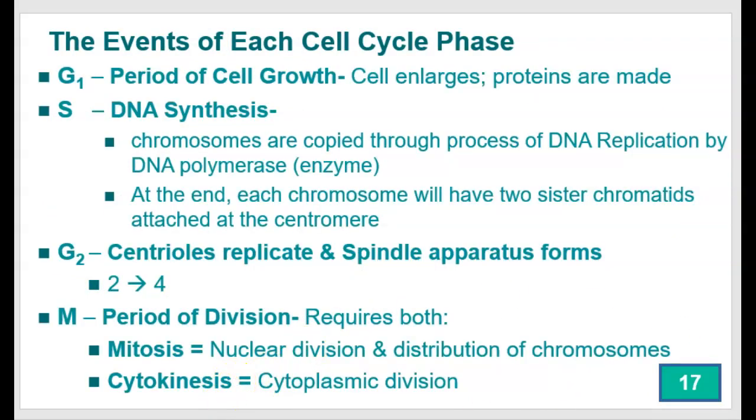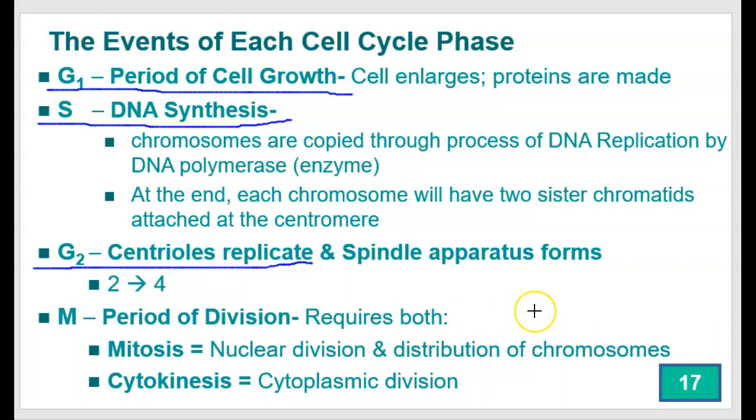So these so far are the phases that we've talked about in a dividing cell. G1 is when cell growth happens. The S phase is when DNA synthesis happens. The G2 phase is when the centrioles replicate and the spindle apparatus forms. Now we're going to enter this final stage of the cell cycle. And this is called the M phase. And two things are going to happen: mitosis and cytokinesis.